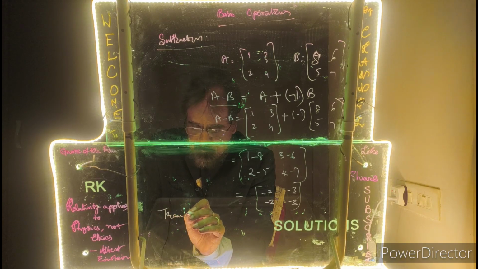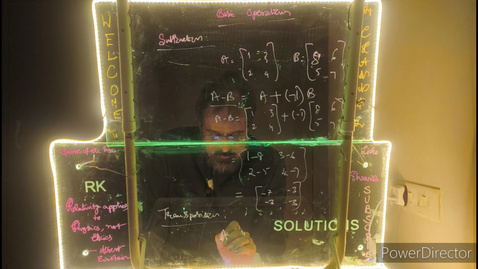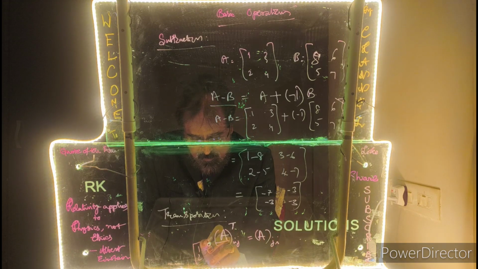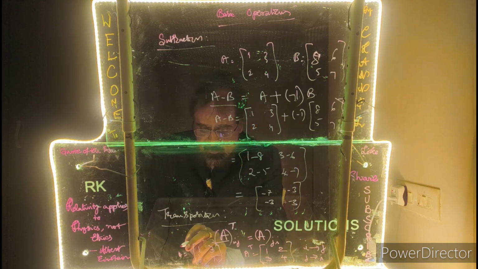Transposition. Next thing. If A is a matrix, its transpose is denoted by A raised to T. (A^T)ij is, by definition, Aji. Meaning, if you have A equal to 1, 2, 3, 4, A transpose would be 1, 3, 2, 4, meaning i becomes j, j becomes i. That's a transpose.